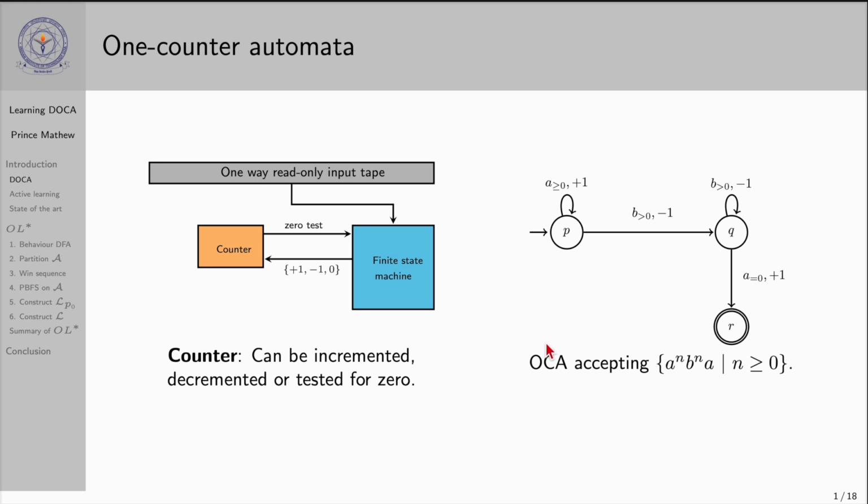Let's say you had a^n b^n a on your input tape. On the initial set of A's, you would increment your counter. On encountering the first B, you would move from the state P to Q and decrement your counter. On the successive B's, you would decrement the counter by 1. If you have seen an equal number of A's and B's initially, then your counter would become 0. And then on the last A, you check for counter value equal to 0, increment the counter and go to the final state. So the word a^n b^n a would be accepted by this machine.